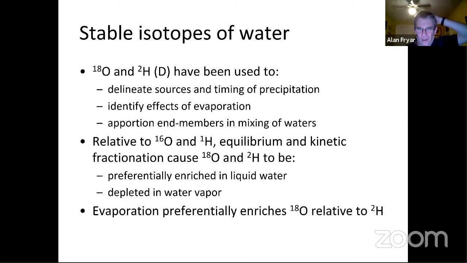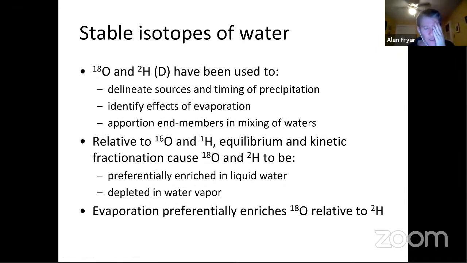They've been used to identify the effects of evaporation, because evaporation, as I'll show in a minute, preferentially selects for the light stable isotope to go into the vapor phase and the heavier stable isotope to remain in the liquid phase. And also, just if you have different end members mixing, if the end members have distinct stable isotope compositions, then you can do unmixing calculations and identify the relative contributions of the different end members.